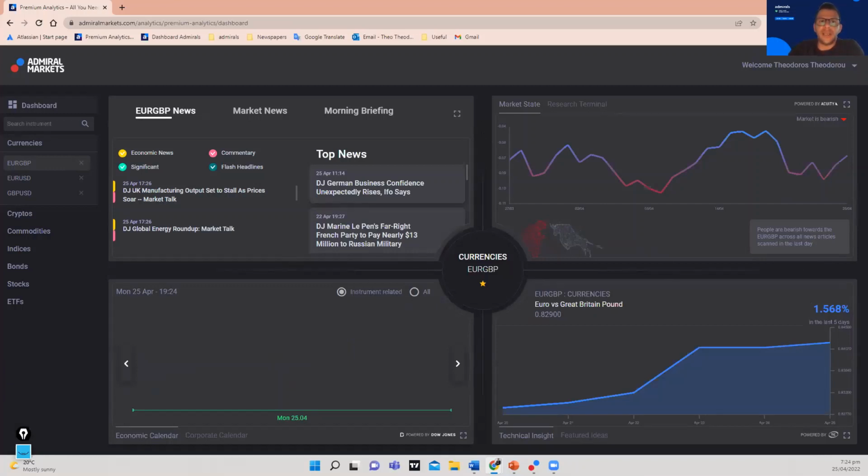Now, on this side here, you can see the economic calendar. Okay, let's just clean there. You can see the economic calendar, and as we went through last Monday, because we were talking about stocks, we use the corporate calendar. Okay, when we talk about currencies, we use the economic calendar.